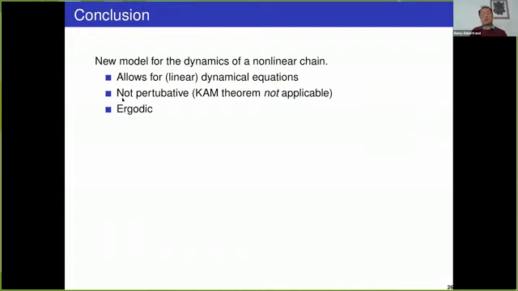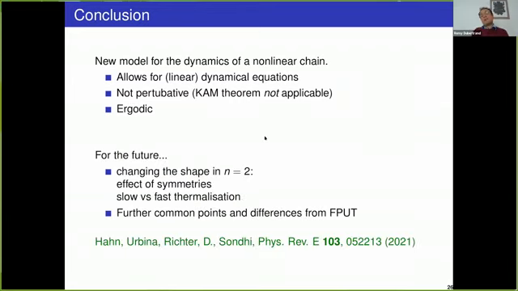It shows on a numerical level signatures of ergodicity, but I think there are several perspectives: in particular changing the shape of the billiards when you have vector fields at each site, analyzing the effect of the symmetries, distinguishing between slow and fast thermalization, and also discussing common points and differences with the Fermi-Pasta-Ulam-Tsingou problem. A quantum version of this problem is also on the agenda. Thank you very much.